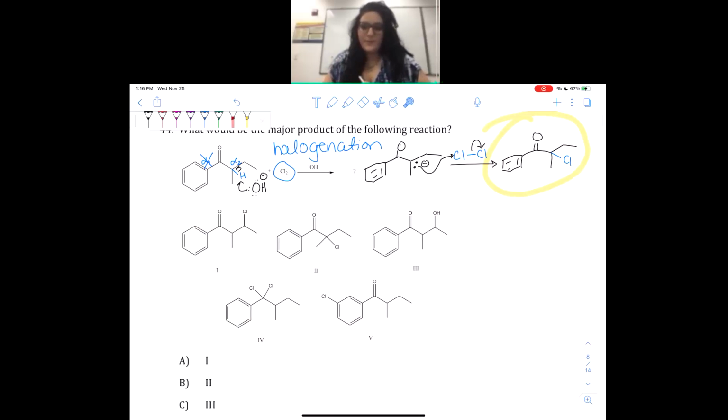Good. So yes, if we have a halogenation in base and we have multiple hydrogens, we are going to do the reaction as many times as we can in order to replace all of the hydrogens that are on the most favorable alpha carbon. So if this methyl was instead another hydrogen, we would add 2 chlorines.